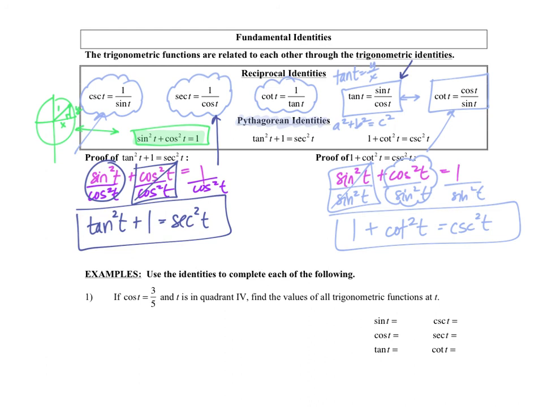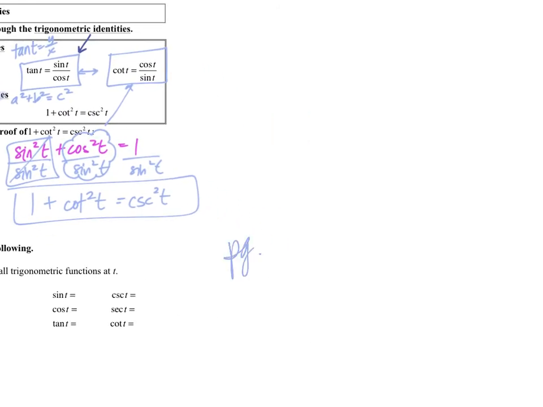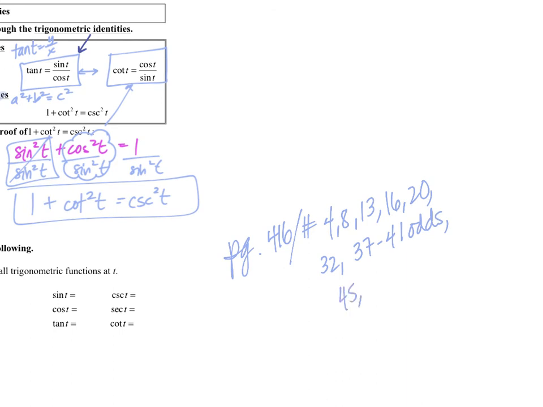And I'm going to have you try the following for homework, please. On page 416, I'm going to have you do 4, 8, 13, 16 and 20, 32, 37 through 41, the odds, 45, 63, 65, and 68. All right. Let me know if you have questions.